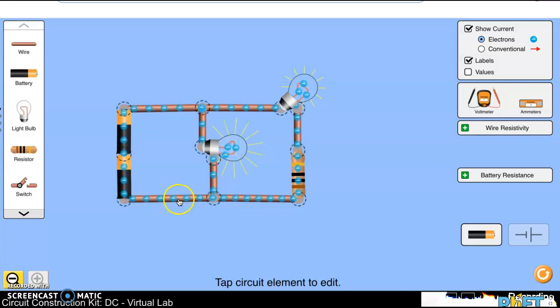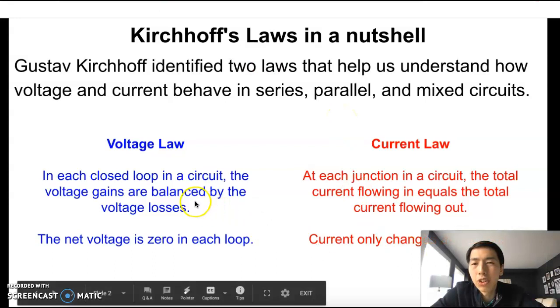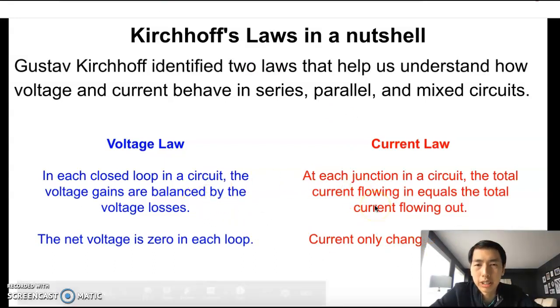whatever the speed is going into a junction point, which is where paths split up or connect together, whatever the current is going into it has to equal the total of the currents flowing out of it. So I'll show you what that means in future slides as well. So there's one law for voltage, one law for current. We're going to try to apply them to various circuits.